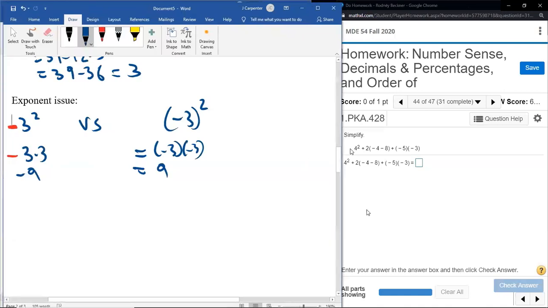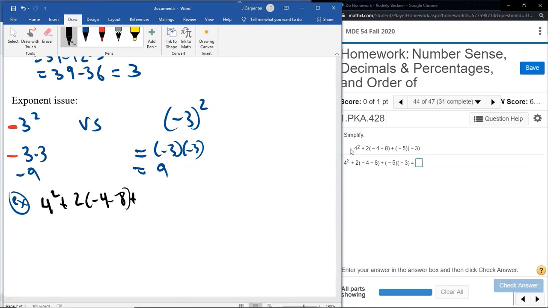All right, so 4 squared plus 2 times (-4 minus 8) plus (-5) times (-3). So we have parentheses. Do we have multiple parentheses? No, in fact. This is the only one that counts as a parentheses because this is a single number, this is a single number. These are just used to wrap up negative numbers and multiply them. So we're going to do the parentheses first. So we leave the 4 squared alone. We leave the 2 outside alone.